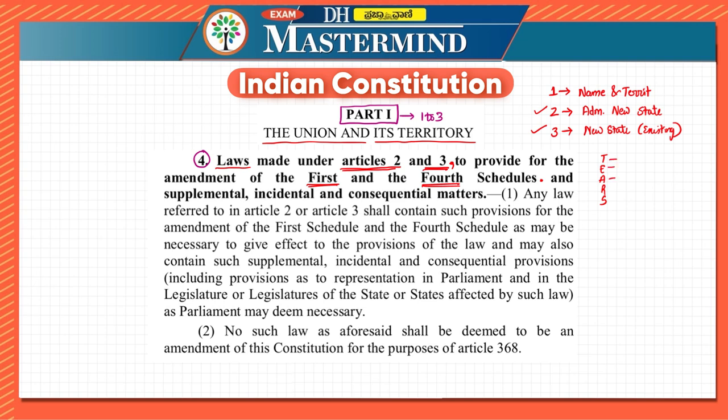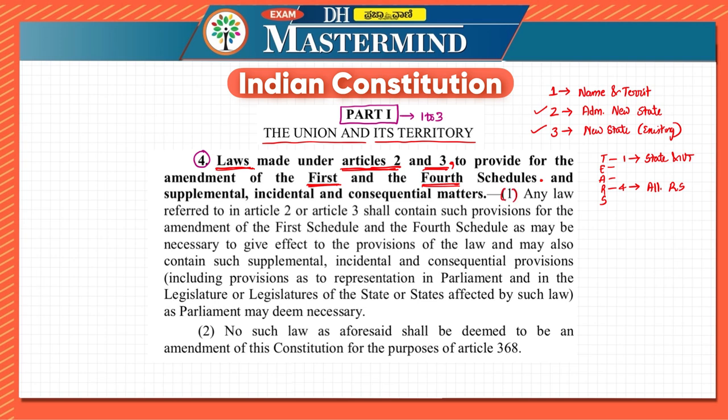So this is 1, 2, 3 and 4. So 1 and 4. What is the first one saying? It has the names of all the states and union territories. And the fourth one says the allocation of seats to Rajya Sabha. Okay, so we are just breaking down the article into smaller bits to understand it even further. The laws made under article 2 and article 3 provide for the amendment of the first and fourth schedules and supplemental, incidental and consequential matters.